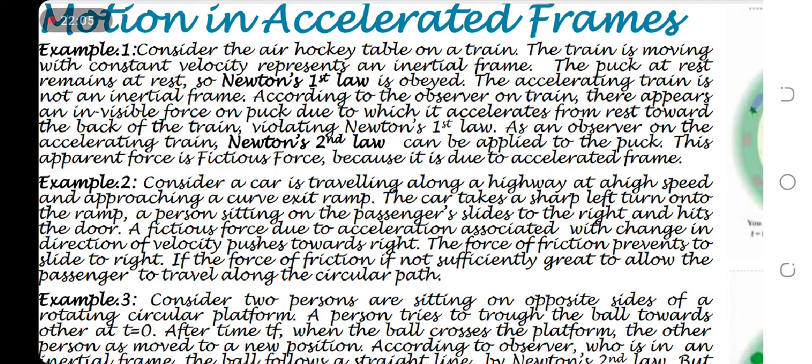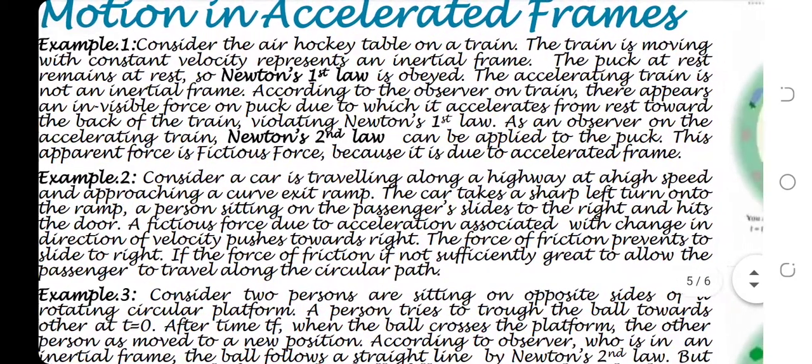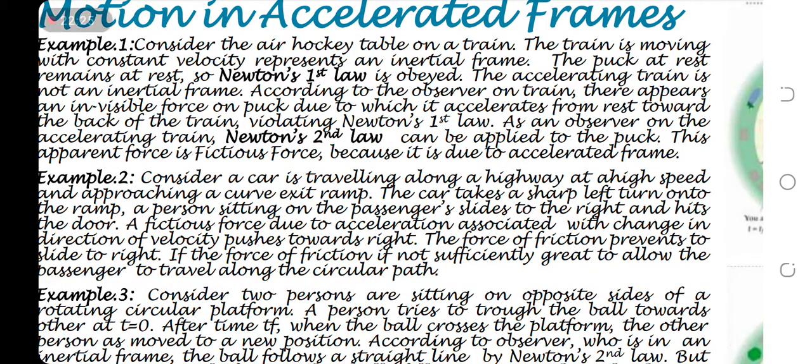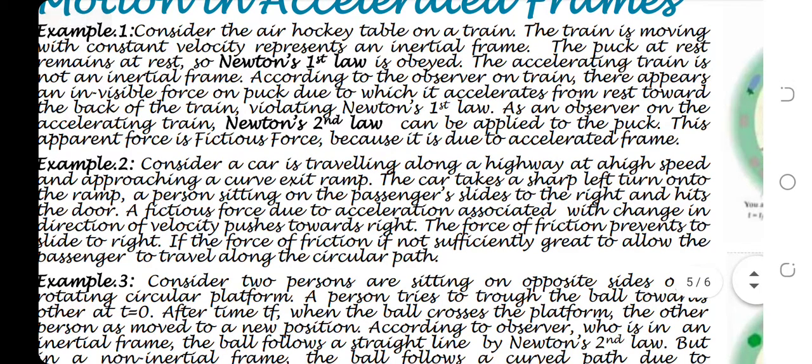Any substance on the table of the train moves back from rest. This violates Newton's first law, because it must be at rest. As an observer on the accelerating train, Newton's second law can be applied to the puck, to any substance on the table. This apparent force is a fictitious force because it is due to the accelerated frame.